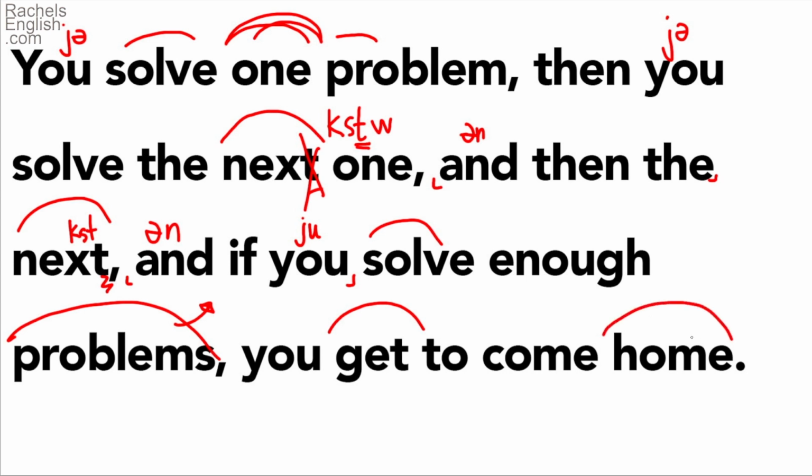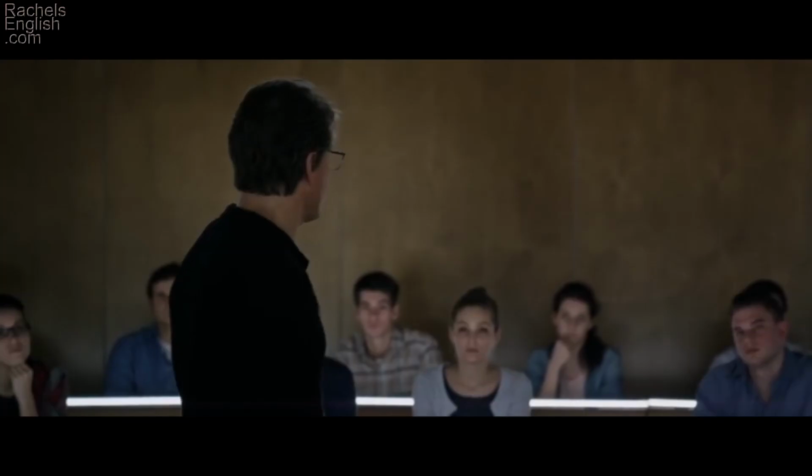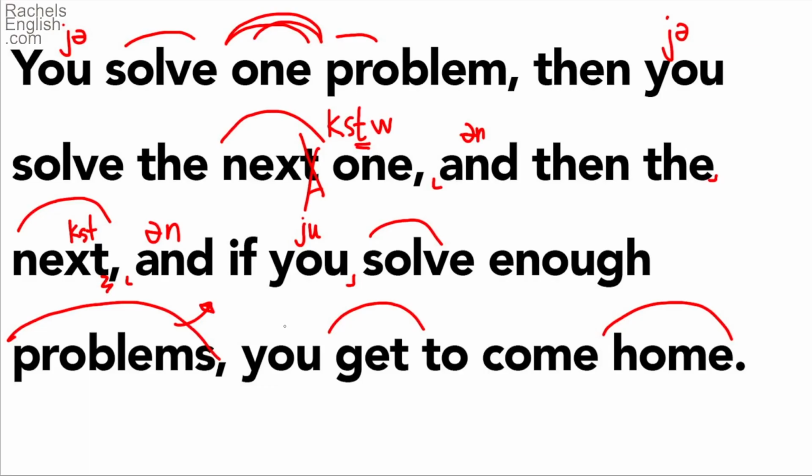Is this reduced or is it fully pronounced? You get to come home. It is reduced. Yeah, instead of you, it's ya. You get to. Again, just like before, get to. Those link together with a single true T, and the vowel in to is reduced to the schwa. Get to.